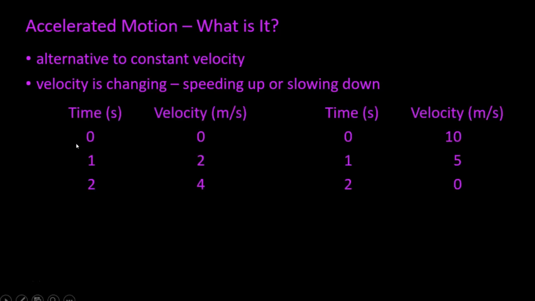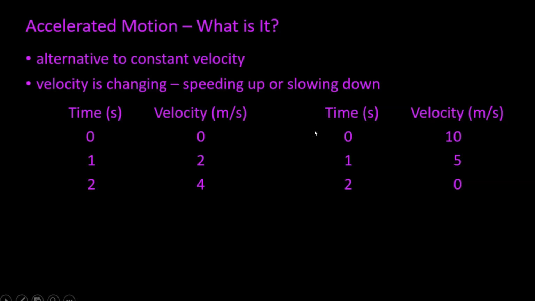In this first example, it's a car pulling away from a traffic light when the light turns green. At time 0, their velocity is 0. 1 second later, their velocity is 2 meters per second, and 2 seconds later, their velocity is 4 meters per second. Clearly, we can see this is not constant velocity, so this is accelerated motion, and we would call this speeding up since the velocity is increasing as time goes on.